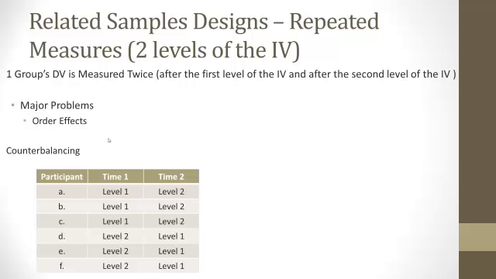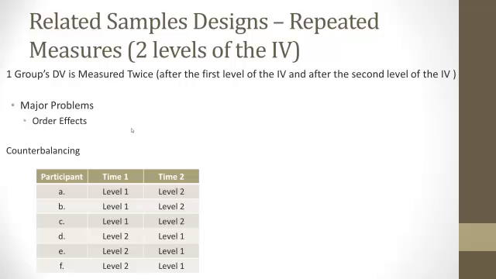So one of the major problems with this design is the order effects, meaning that maybe what happens at time 1 or the first level of the independent variable changes your dependent variable's reaction to the second level of the independent variable that happens at time 2. So, for example, maybe if you get morphine, let's say you come in to do the study, they give you morphine, they measure how long you can do physical activity before you're in extreme pain, and then the next day you come in and you get fentanyl.